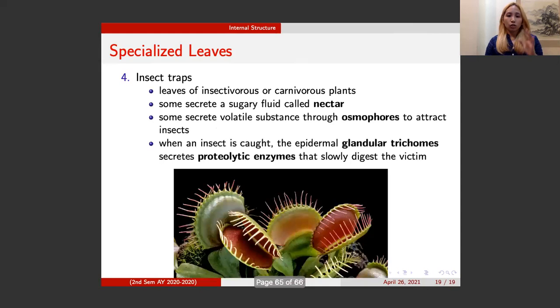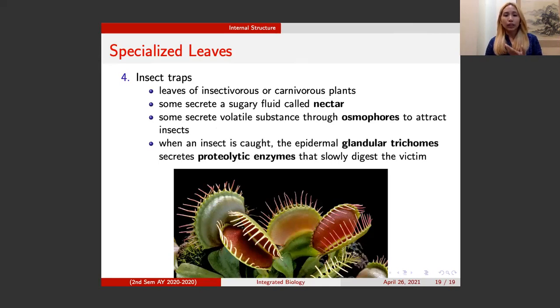Okay. So, number 4, we have insect traps. Yeah. So, this is one example. This is a Venus flytrap. Okay, so insect traps are basically what their name suggests. They trap insects. They are carnivorous, or more specifically, they are insectivorous plants.